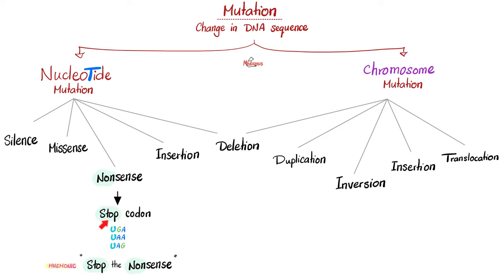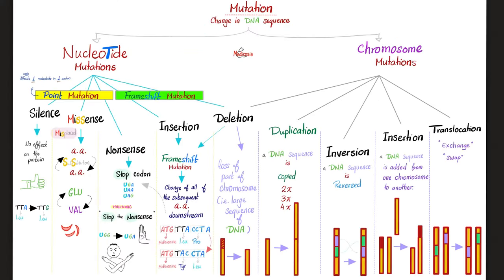Anytime I hit a stop codon before it was due, i.e. a mutation led to a premature stop codon, I'm gonna stop the translation, and the mnemonic is stop the nonsense. Next, point mutations also include silence and missense mutation. How about silence mutation? Well, you changed one nucleotide in one codon.